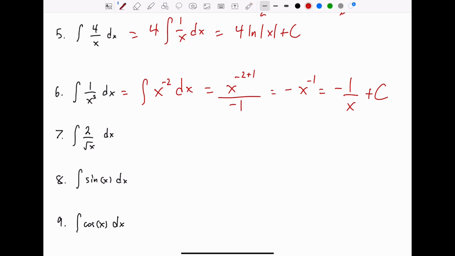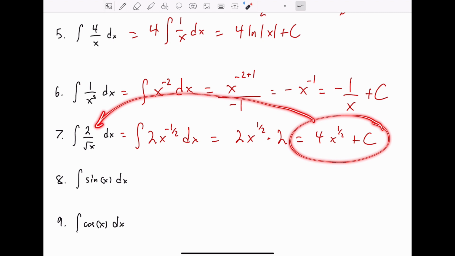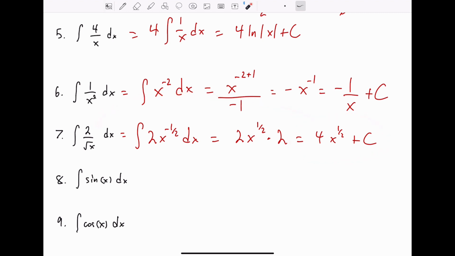Example 7 is kind of similar. We want to rewrite this to be 2x to the negative 1/2. Once again, we use the power rule for antiderivatives. Increase the power by 1, so negative 1/2 plus 1 is a positive 1/2. And instead of dividing by 1/2, we can multiply by 2. So this becomes 4x to the 1/2 plus c. Once again, for all these problems, try taking the derivative to check the answer. If we take the derivative of 4x to the 1/2, we would get 2 divided by the square root of x.